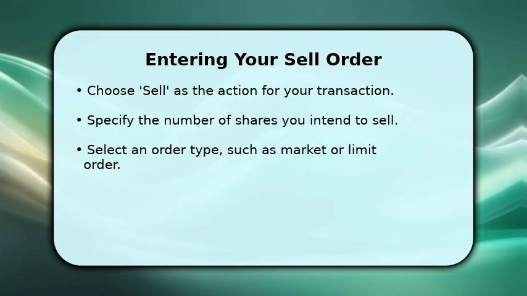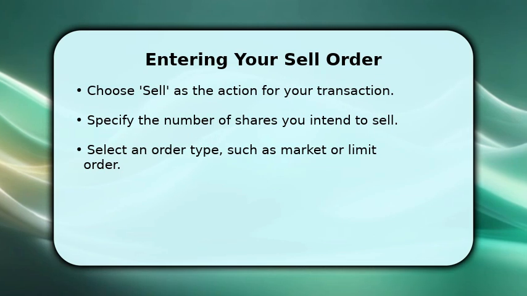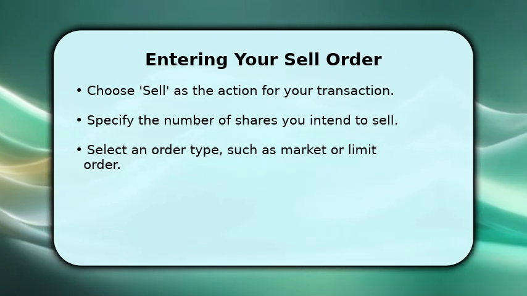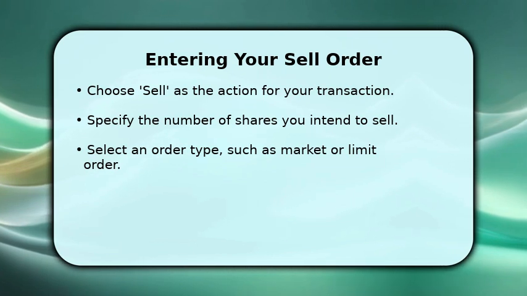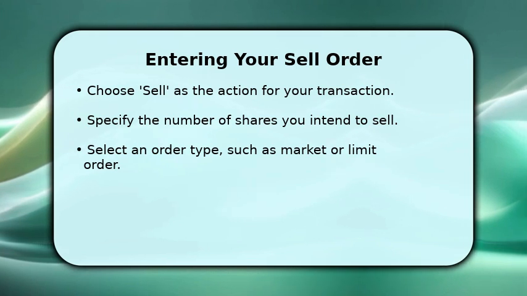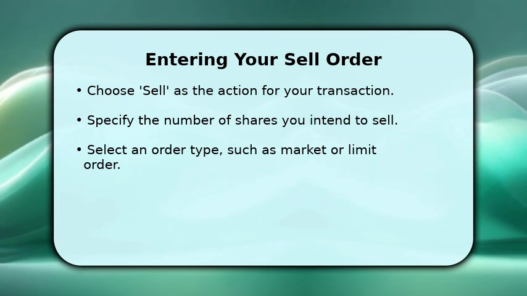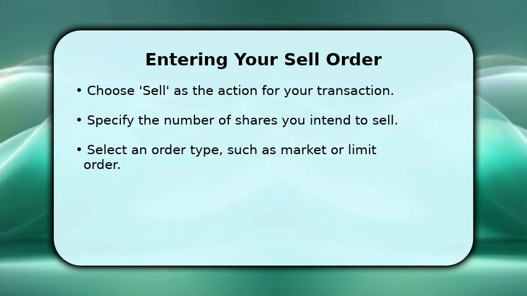Select Sell as the action for your transaction. Then, clearly state the exact number of shares you wish to sell. You'll also choose an order type. A market order executes immediately at the current price, while a limit order lets you set a specific price. Take a moment to review all these details to ensure accuracy before moving forward.